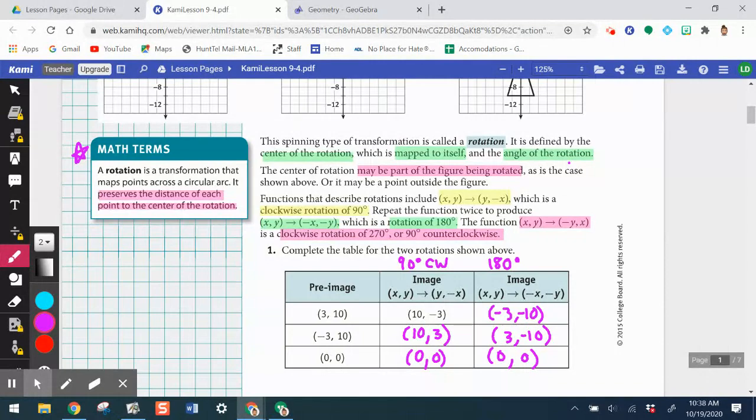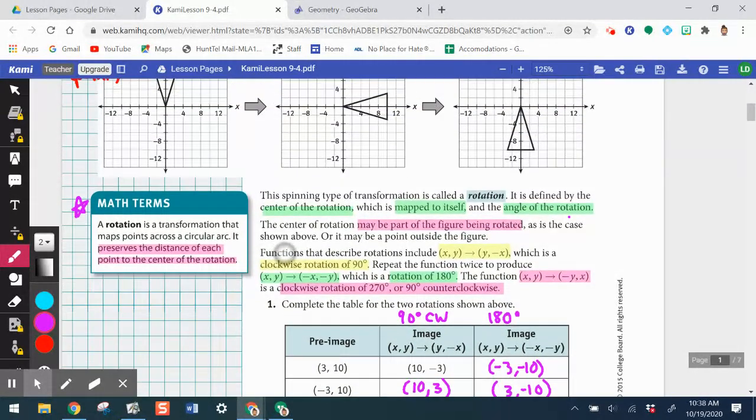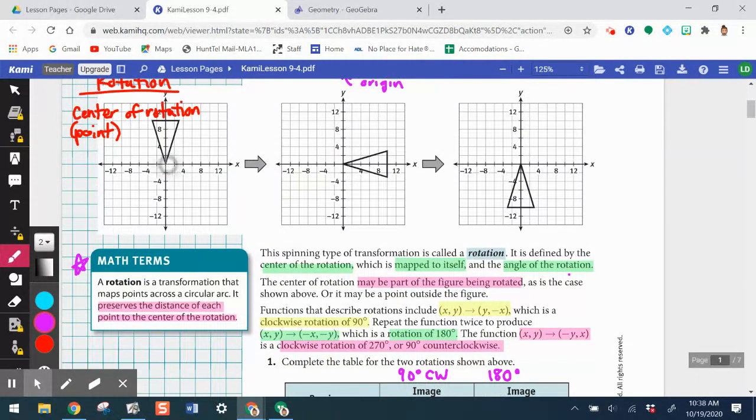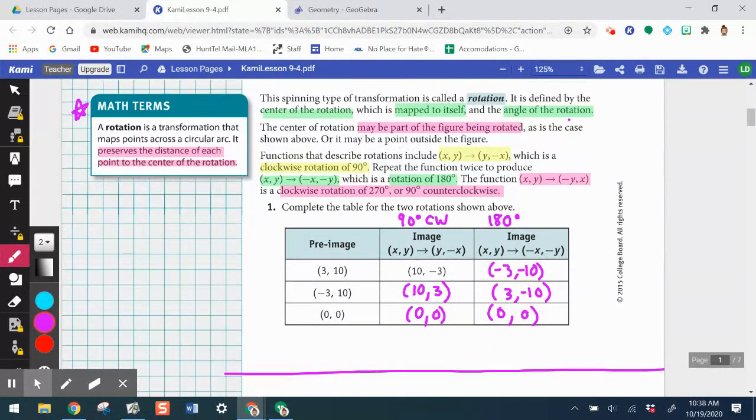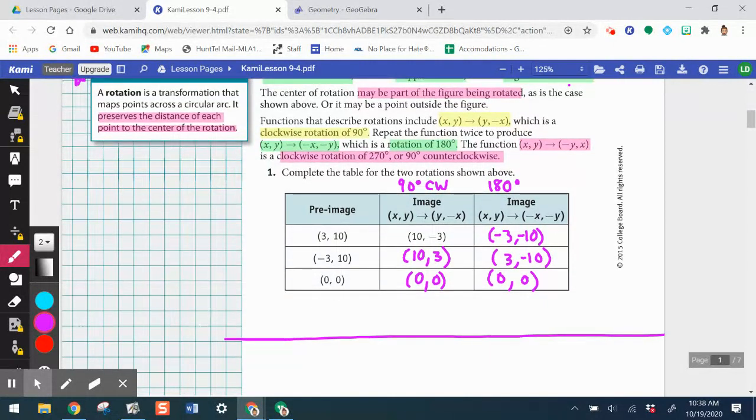They let us know that the center of rotation may be part of the figure being rotated, as we see up here. 0, 0 is our center of rotation, and notice it maps to itself, not just because it is in fact the origin and it's 0, 0, but because it is the center of rotation. There are several functions we're going to look at, a lot to uncover here. Several of the major functions that we're going to look at are clockwise 90 degrees, 180 degrees, and 270 clockwise. And I also love that they pointed out counterclockwise here.